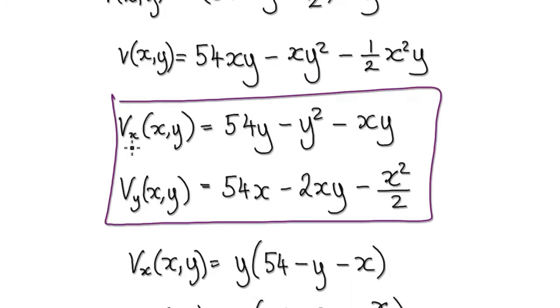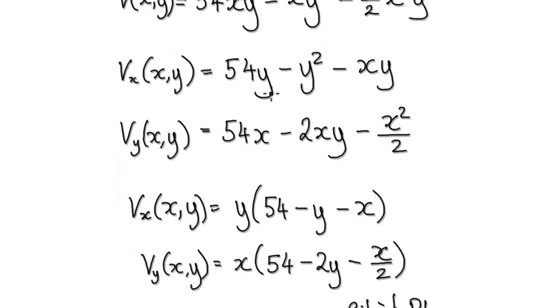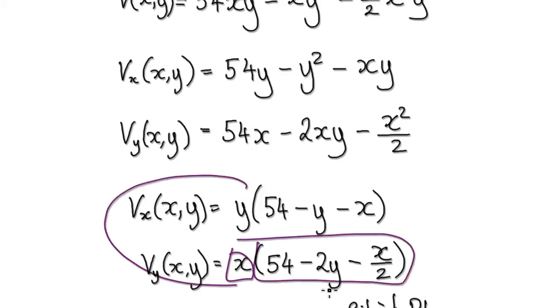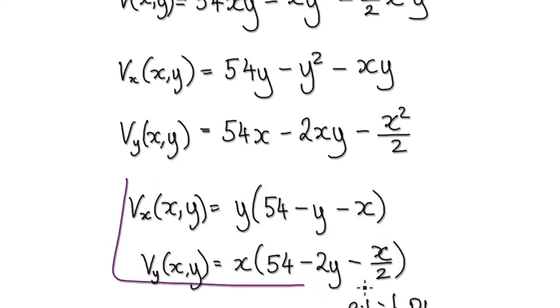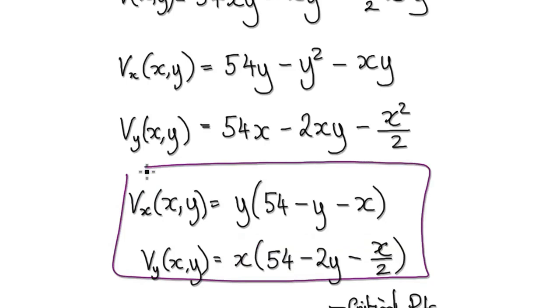Now looking at this, you can see that y is in common, so factor out the y. That will then give us one thing times another thing. And then looking at this, you can see x is in common, so factor out the x. That will then give us this thing here. So we are currently here. Remember, we're trying to find the critical points.